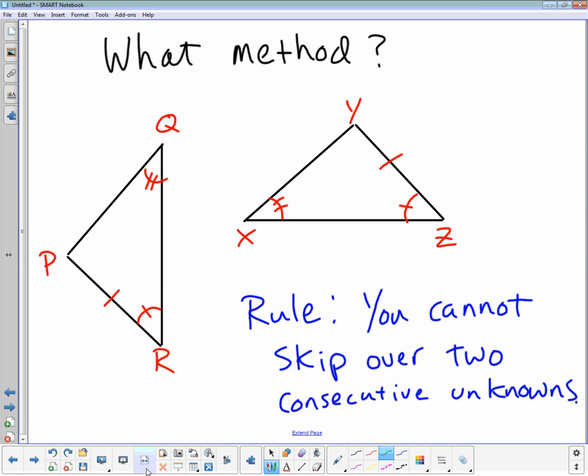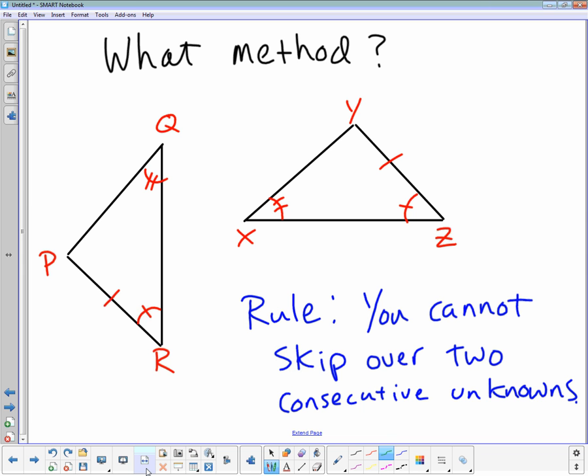Do I know anything about angle P? There's no mark on it. There's no vertical angle on it, right? There's no right angle, because remember, all right angles are the same. They're all 90 degrees. There's nothing that says to me, hey, I know something about P.